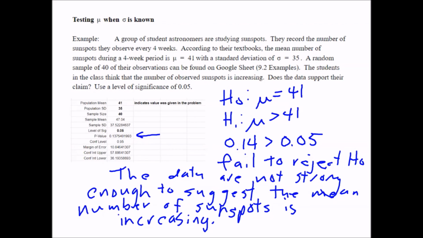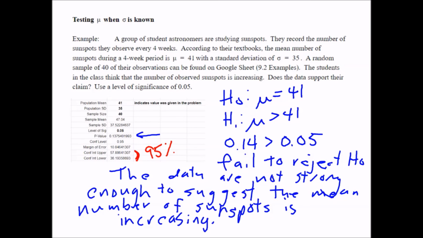Oh, that's right. This one didn't ask for it, but going to the confidence interval, notice right here, there would be the confidence interval between 36.2 and 57.9. So we can be 95% sure, 95% confident that the true mean is between those two values.